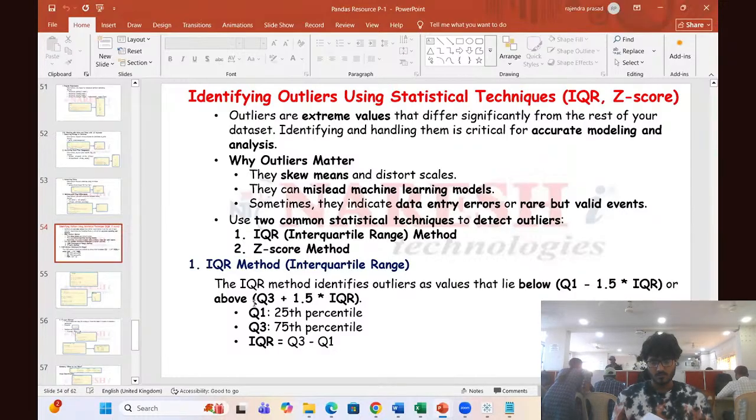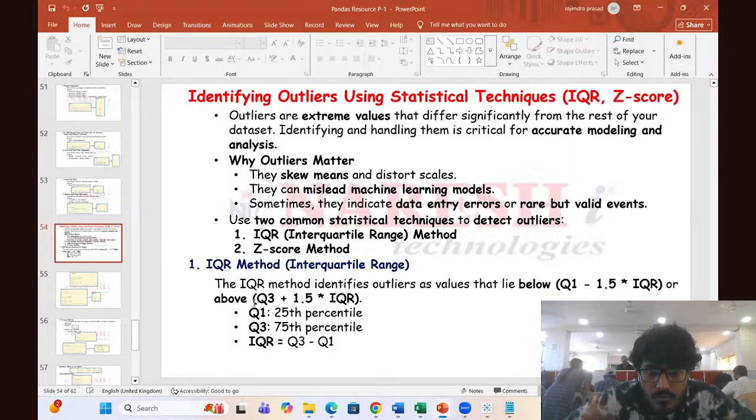Here Q1 is nothing but the 25th percentile. A quartile is nothing but a value which is used to divide your data into 4 equal parts. Again, we'll discuss quartiles, percentiles, and deciles later. Just get an overview. Q1 is the 25th percentile. Q3 is the 75th percentile. IQR is equal to Q3 minus Q1. So this is how you're going to calculate.